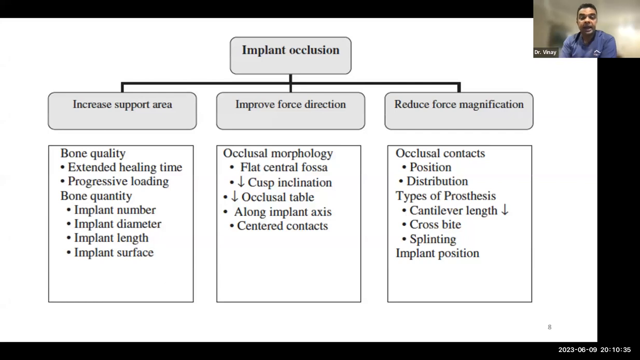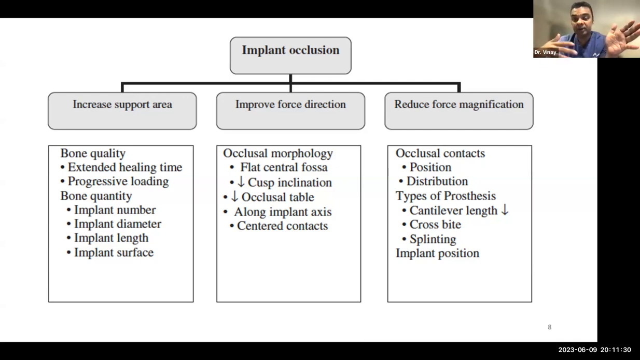And if you look at implant occlusion, and if you don't want to have overloading, first, we can increase the support area. That means trying to get better bone quality, extending healing time or progressive loading, or you can increase the quantity of the bone contact, such as implant number, implant diameter, length, and the implant surface, in cases of extreme, to avoid occlusal overloading. We would like to improve force direction by changing the occlusal morphology. Instead of having sharp cusps, we try to make a flat central fossa, decrease the cusp inclination, perhaps decrease the occlusal table so that it's centered around the implant. And now, it's very important that we are only talking about prosthetically driven implant placement. Okay, so that's the fundamental of modern implantology right now.